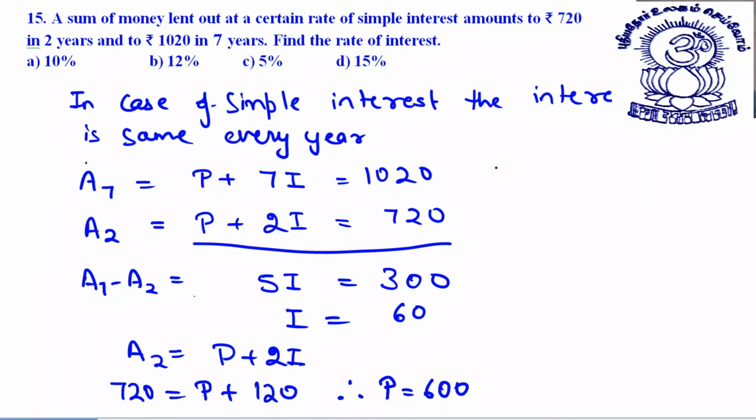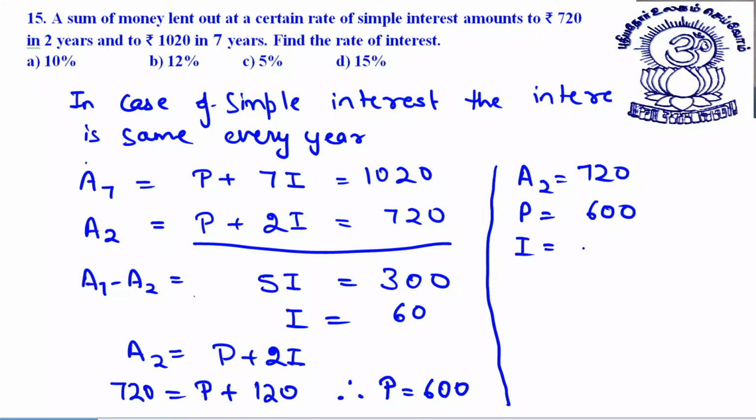Find the rate of interest. Now what do we require? We require the rate of interest. See, let's talk about this case only. A2 720. Principal is what? Principal is 600. That means interest is 120. A2 means time is equal to 2 years.